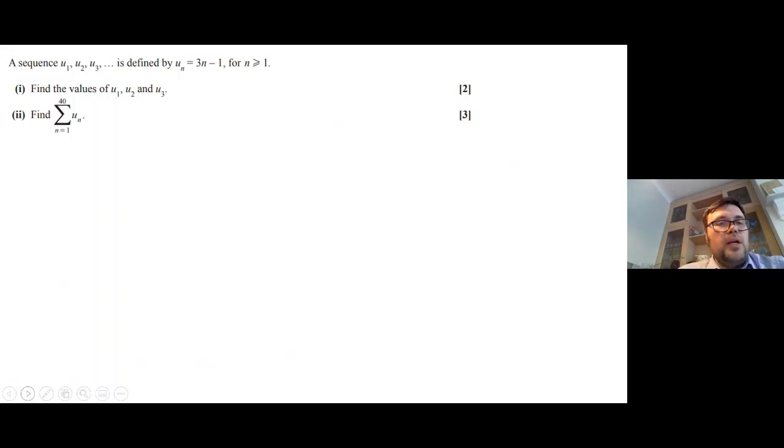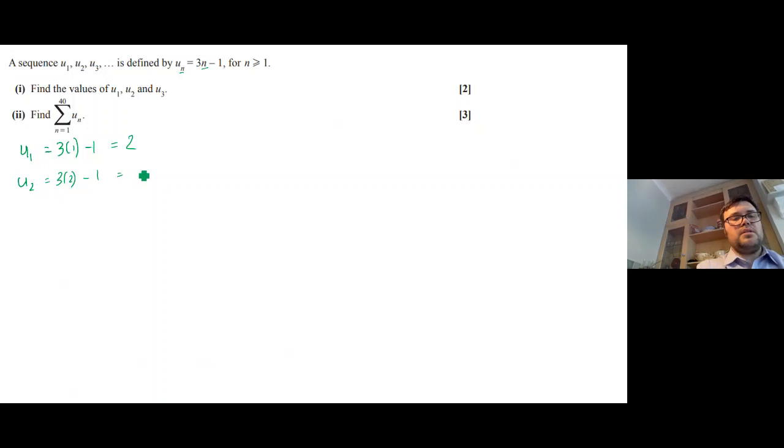Find the values of U1, U2, and U3. So notice this little n here and this n here. So what you're going to do is you're going to put U1, so n is equal to 1. And that is going to be 3 times 1 minus 1, which is equal to 2. Then you're going to do U2, 3 times 2 minus 1, 6, that's going to be 5. And then you're going to do U3, that's going to be 3 minus 1, which is equal to 8. That's for the first part.